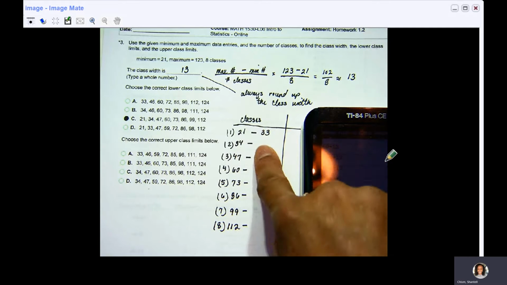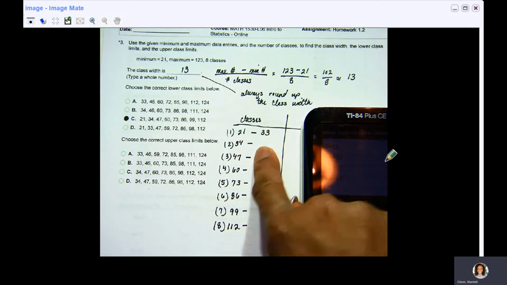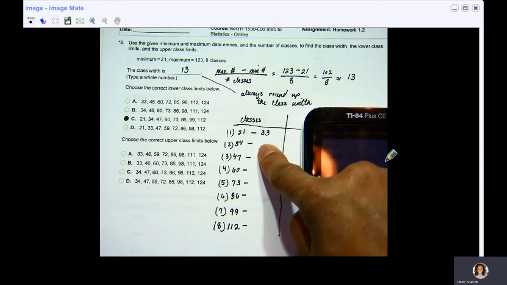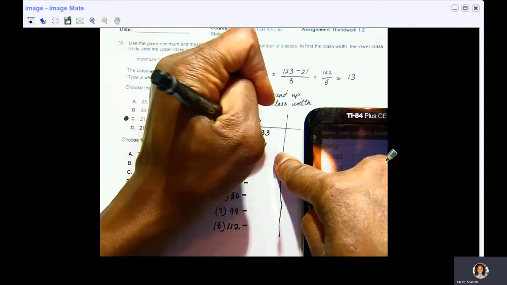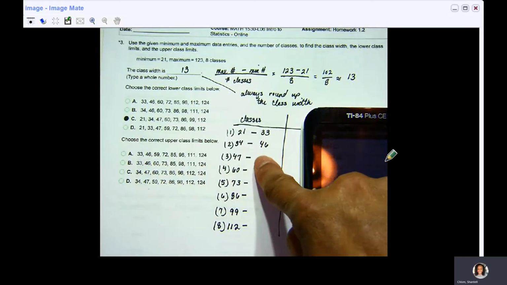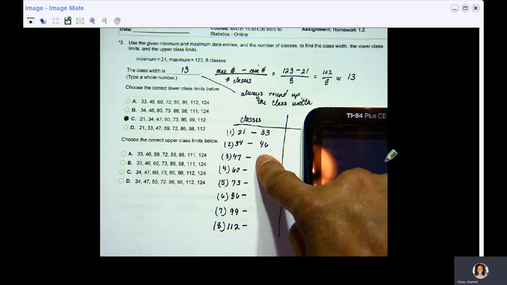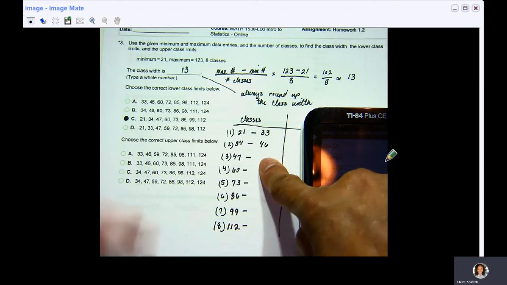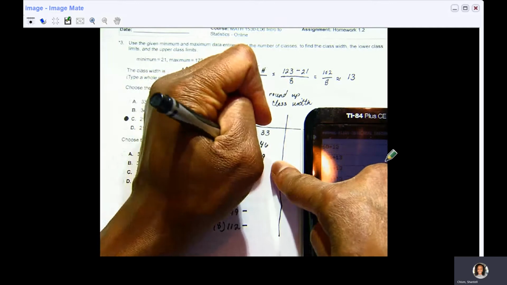Okay, and you can think about this next one the exact same way if you want to. If class 3 has to begin at 47, that means class 2 had to end right before that at 46. You can think about this one the same way to figure out the maximum, or the upper class limit, for class 3. If class 4 begins at 60, class 3 had to end right before that at 59.